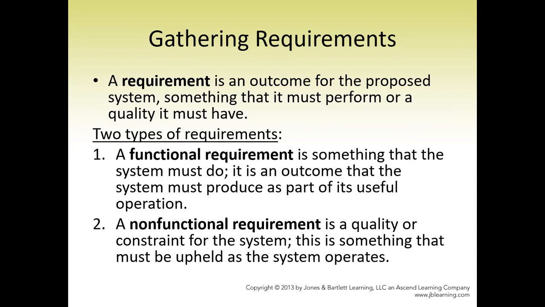So a requirement is an outcome for the proposed system, something that it must perform or a quality it must have. This is gathering requirements. There are two types of requirement: functional and non-functional. A functional requirement is something that the system must do, an outcome that the system must produce as part of its useful operation. A non-functional requirement is a quality or constraint for the system, something that must be upheld as the system operates.